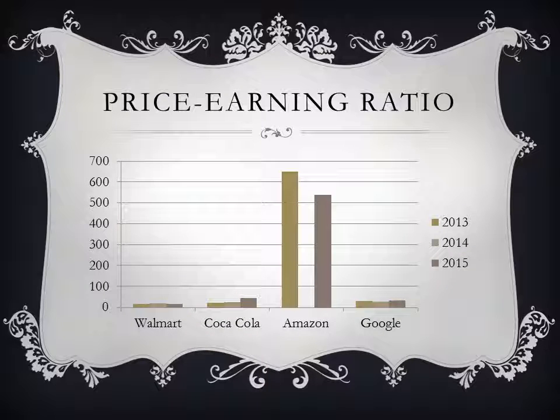Last but not least, the price earnings ratio. This ratio shows the company's growth potential and what the market is willing to pay for a stock based on its current earnings. Walmart and Google's numbers are consistent. Coke's numbers are steady. Then it doubles in 2015. Amazon's numbers are the highest, meaning investors are anticipating higher growth in the future.